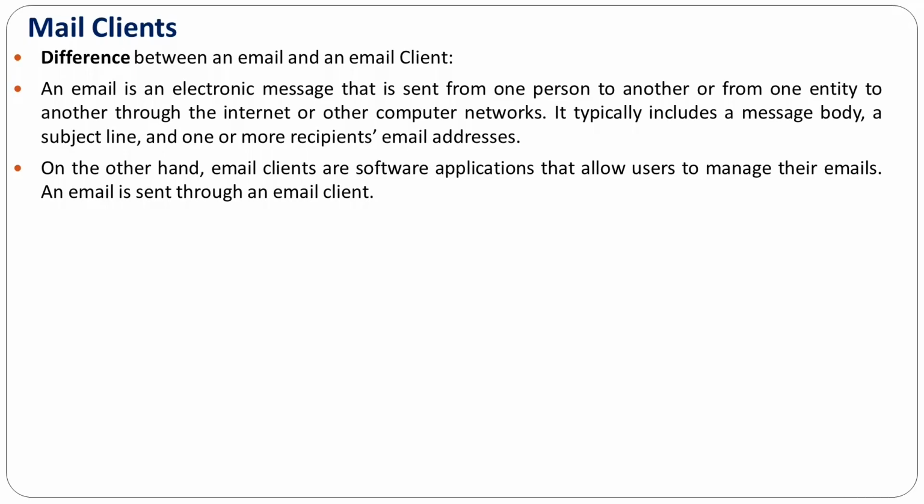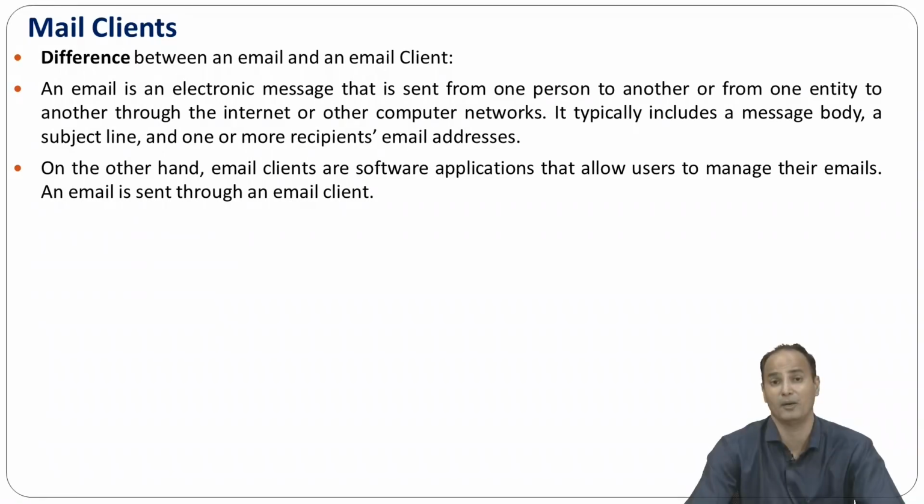If we have to talk about the difference between email and email client, the main difference is that an email is an electronic message that is sent from one person to another person, from one entity to another, through the internet or other computer network. It typically includes a message body, a subject line and one or more recipients' email addresses. On the other hand, email clients are software applications that allow users to manage their emails. An email is sent through an email client.